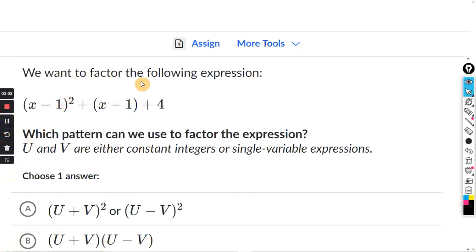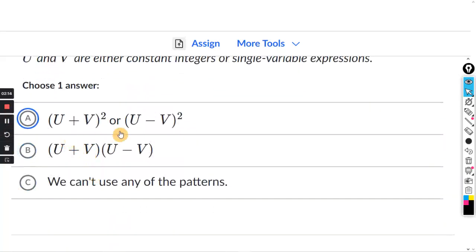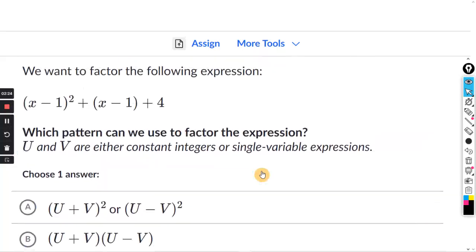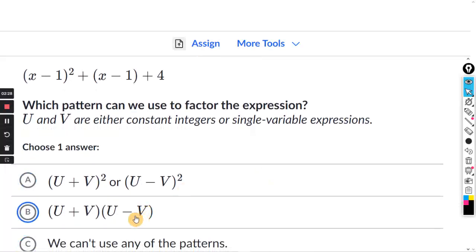All right, so we want to factor this expression here. This is the original. And what pattern can we use to factor the expression? Now, they used u and v instead of a and b. All right, but it's the same thing I just showed you, but just replace it with u and v. And I believe these choices are the same for every question. So let's see what we're starting with here and see if we can match one of the patterns we talked about.